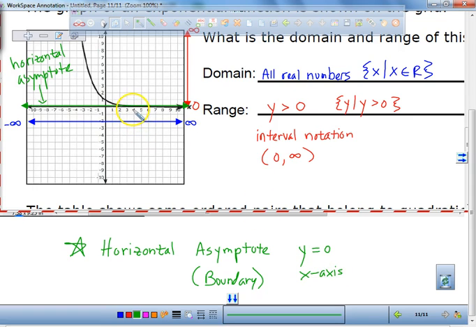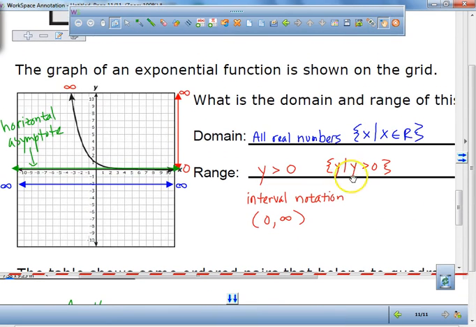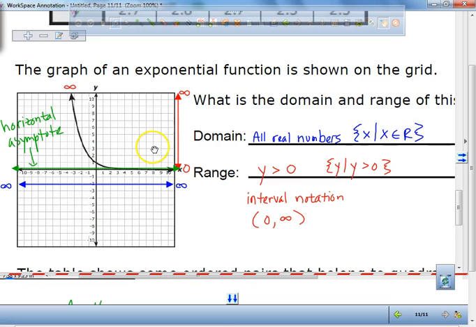I know this graph looks like it's touching 0, but an exponential function will not touch that x-axis. It'll just get really close to it, but it won't touch it. And that's your horizontal asymptote. So everybody, what's the range? The range is y is greater than 0. What's the domain? All real numbers. If you see a graph like this on your test, it's either going to ask you a question about the domain, or a question about the range.